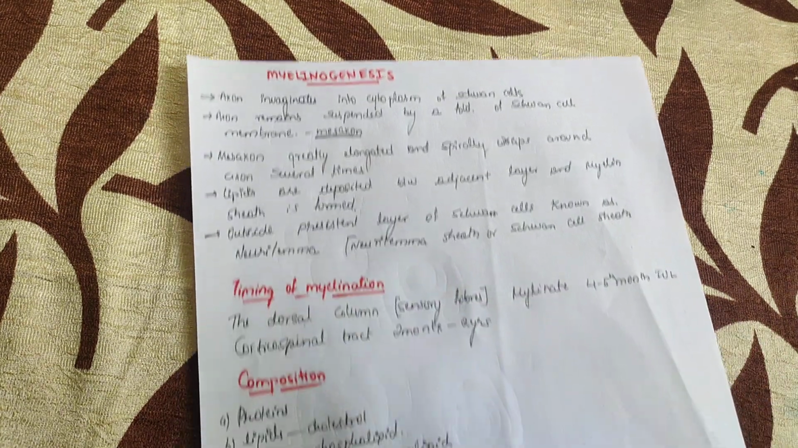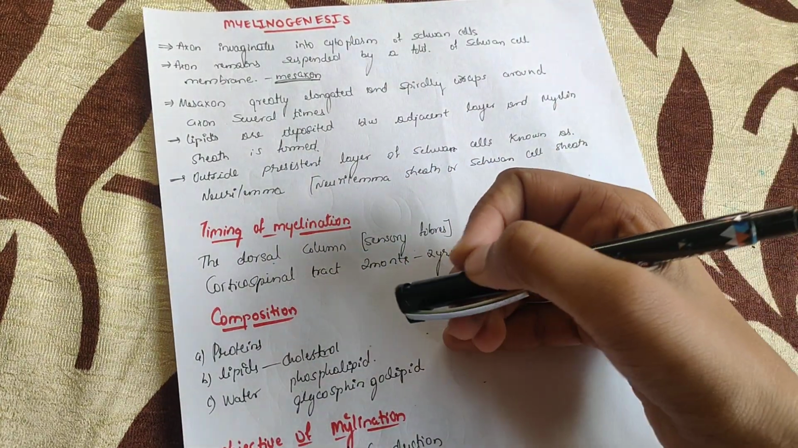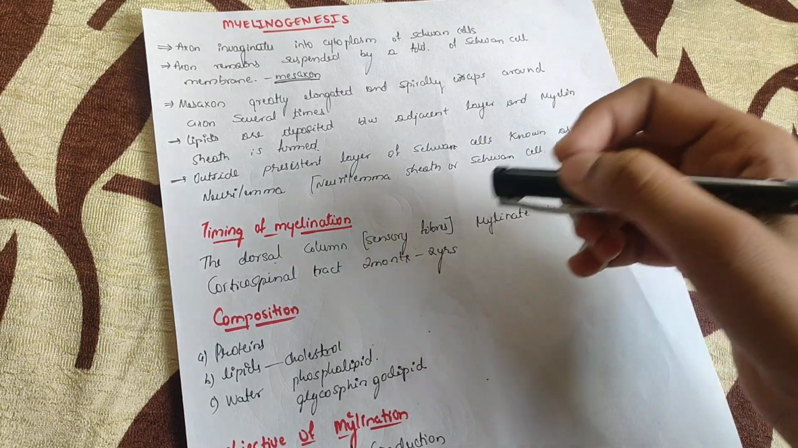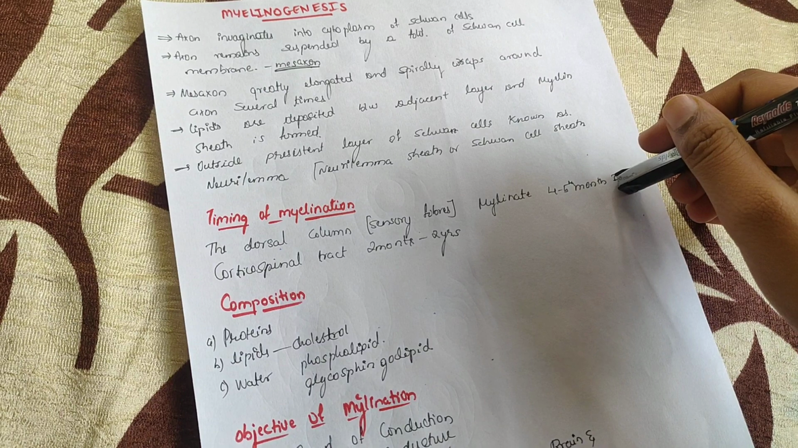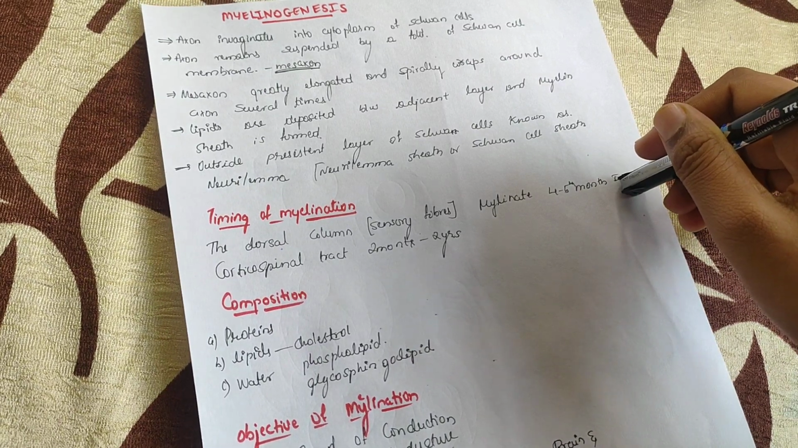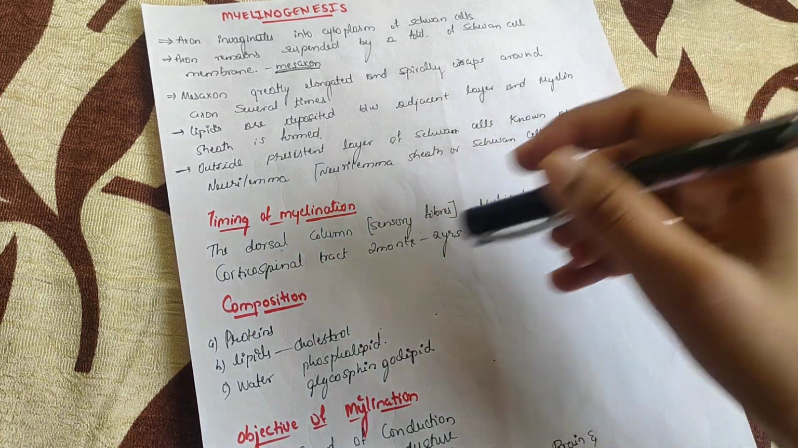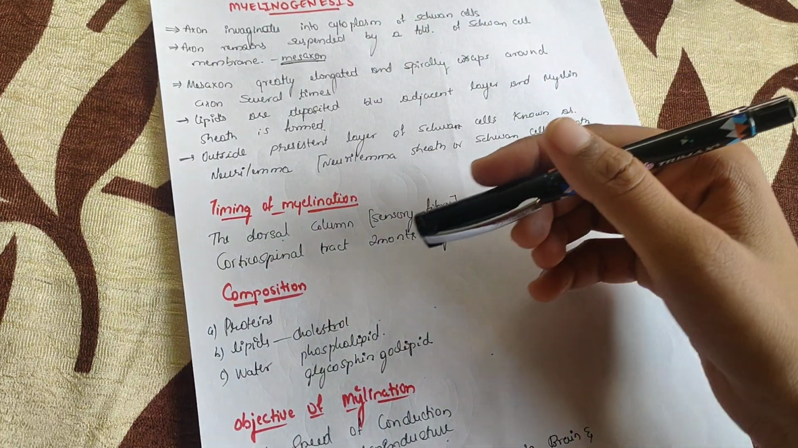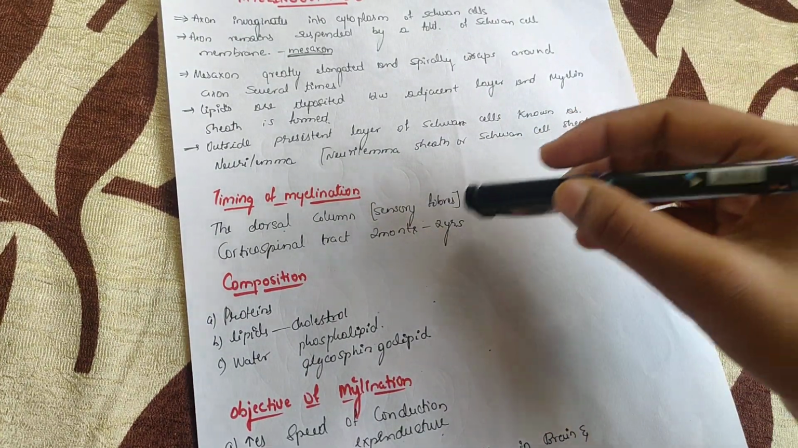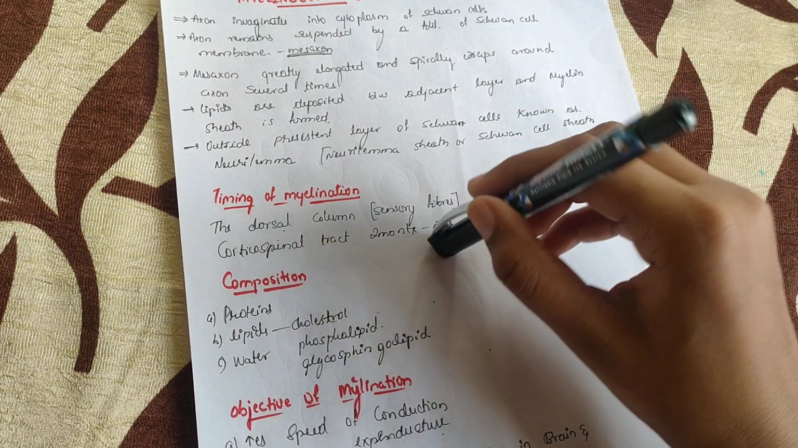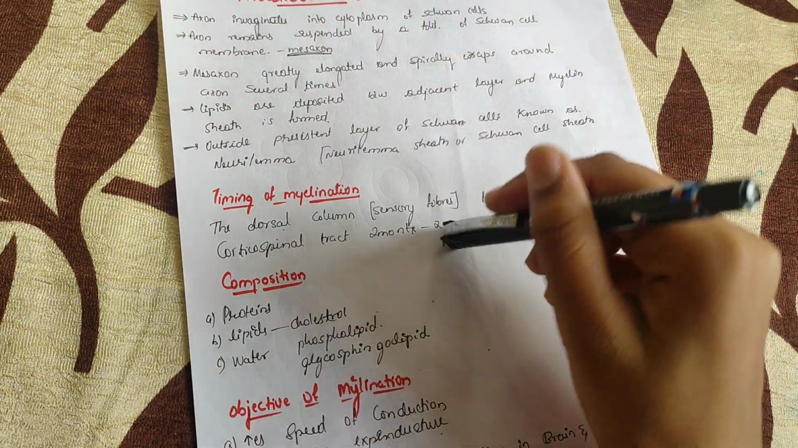Timing of myelination: when does this myelination take place? In the dorsal column, these are ascending fibers, which are sensory fibers. These myelinate in intrauterine life, when the baby is a fetus in the womb, around the 4th to 5th month of intrauterine life. The corticospinal tract is a long process, from the second month to the second year. From a 2-month-old baby till the second year, it will be myelinating.